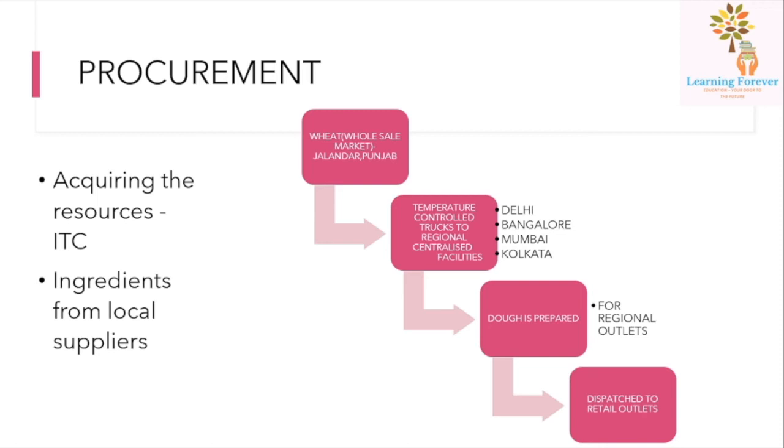After which it is transported through temperature controlled trucks to the regional centralized facilities. The company has four regional centers in India, that is Delhi, Bangalore, Mumbai, and Kolkata. After which, when it reaches its destination, the dough is prepared for the regional outlets, and then it is further dispatched to the retail outlets.